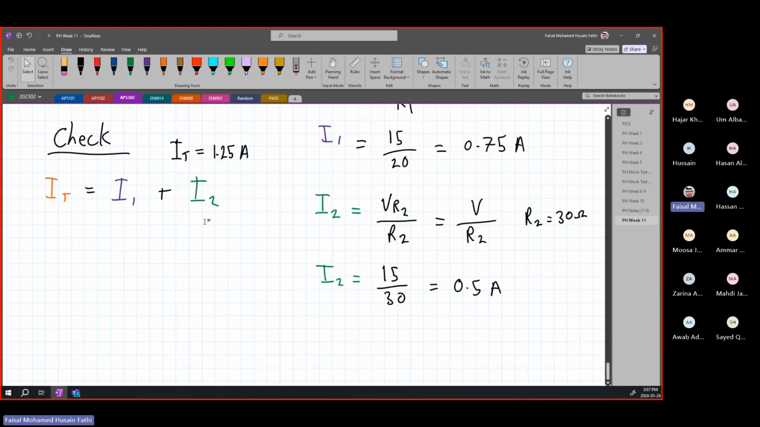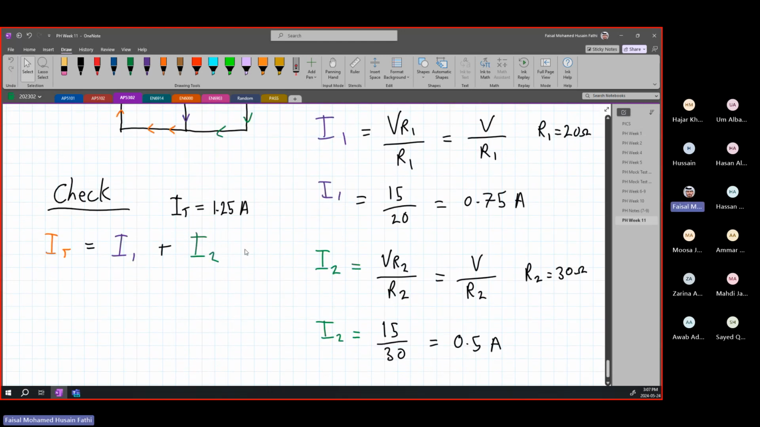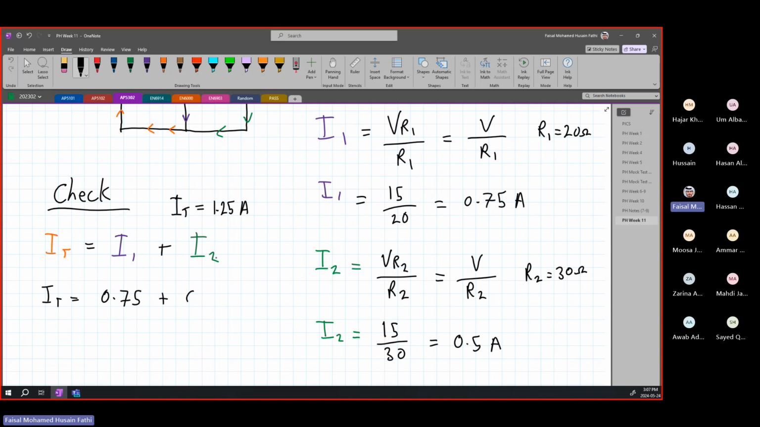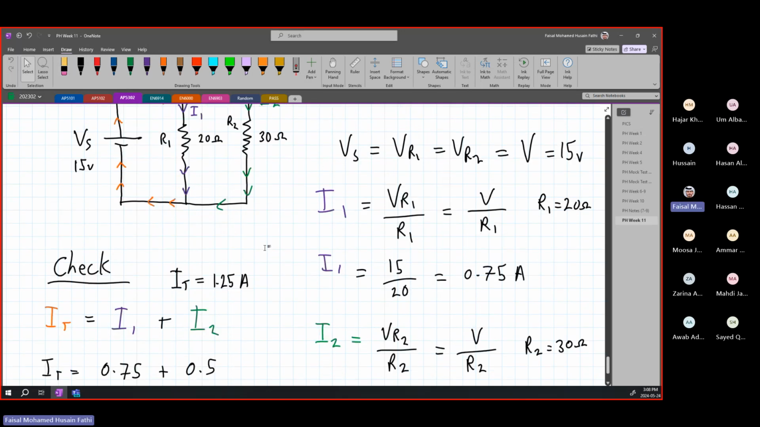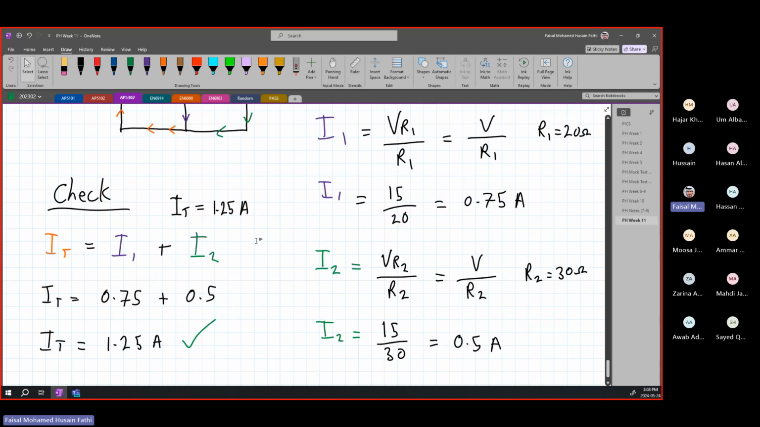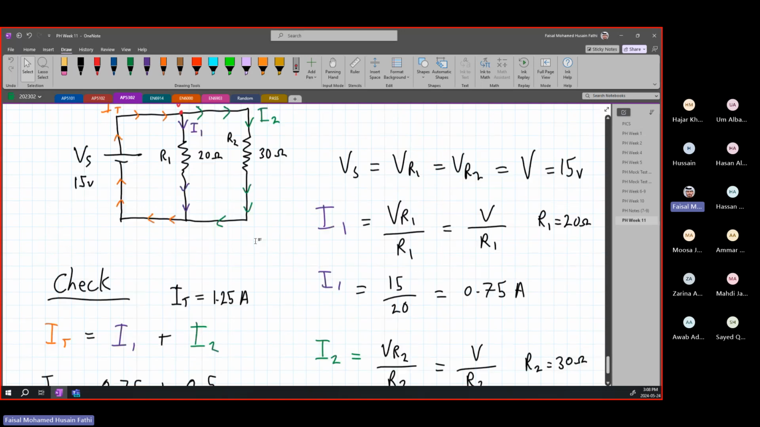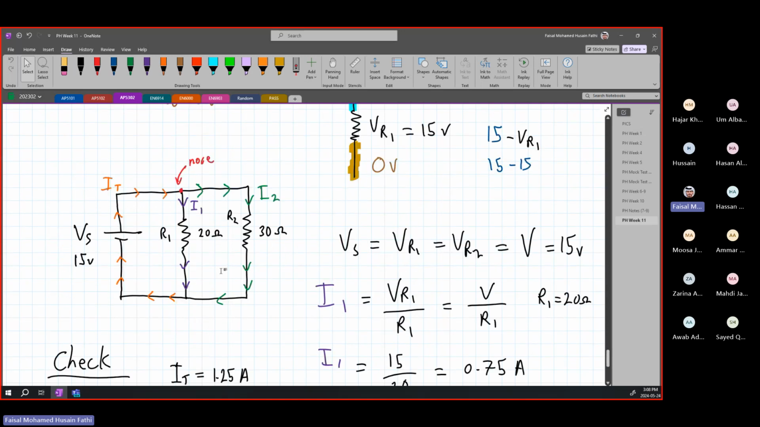So to find the current in each one, we did the same thing. I total is going to be equal to I1, which is 0.75, this is just to check, plus 0.5. And we notice that I total is equal to 1.25 ampere. So this is also correct. This is how you would analyze a parallel circuit. As you can see, all we did was use Ohm's law and the relations for parallel and series.